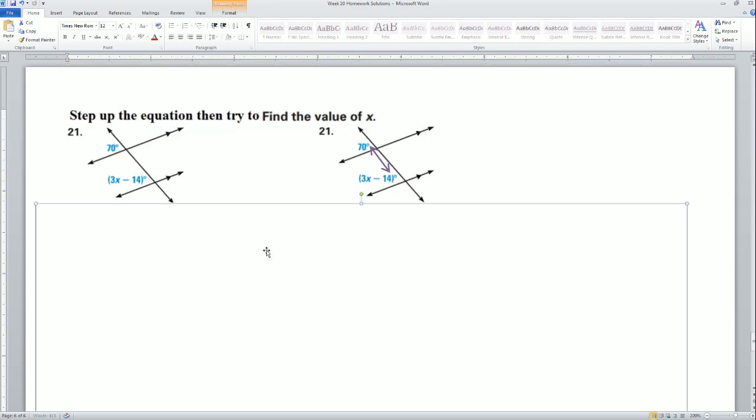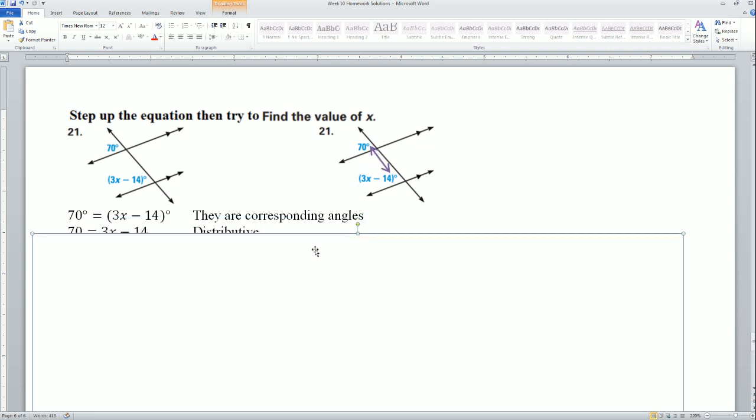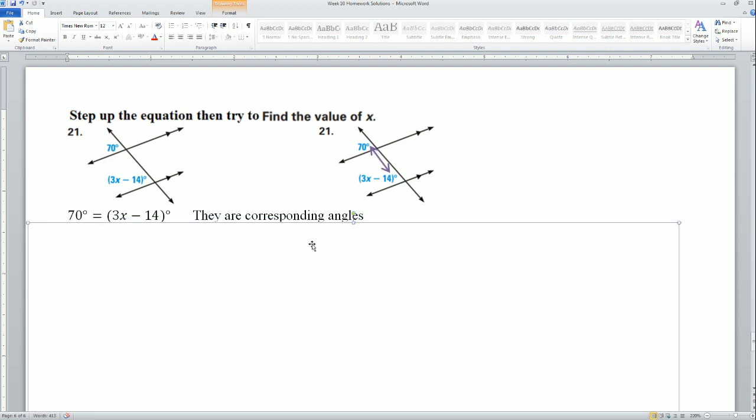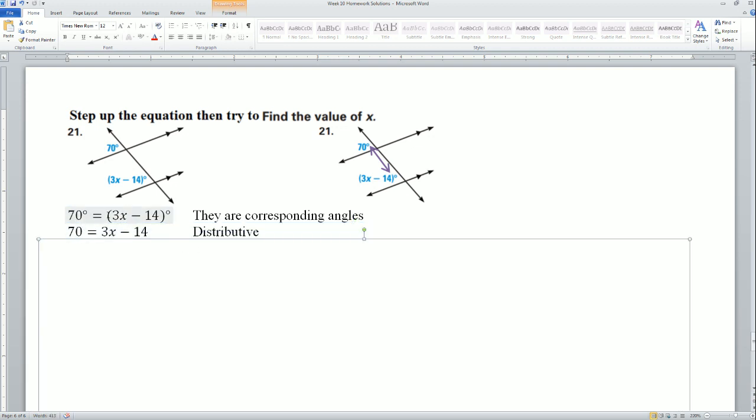Okay, here's 21. I drew the arrow here to indicate how they're related. They're corresponding angles. That means they are congruent. They're the same value. Because they're the same value, I can set them equal to each other. 70 is equal to parentheses 3x minus 14 degrees. They're corresponding angles. Distribute, there's really a 1 here. Okay, so it becomes 70 equals 3x minus 14.